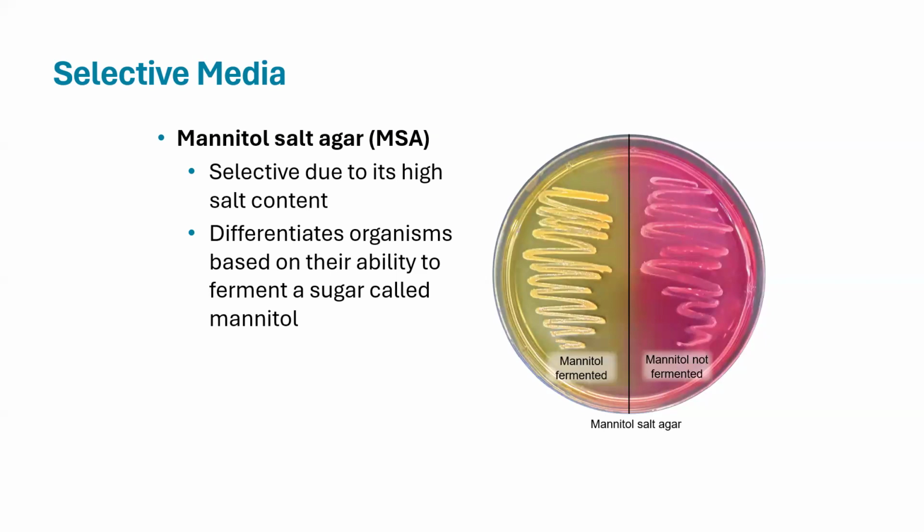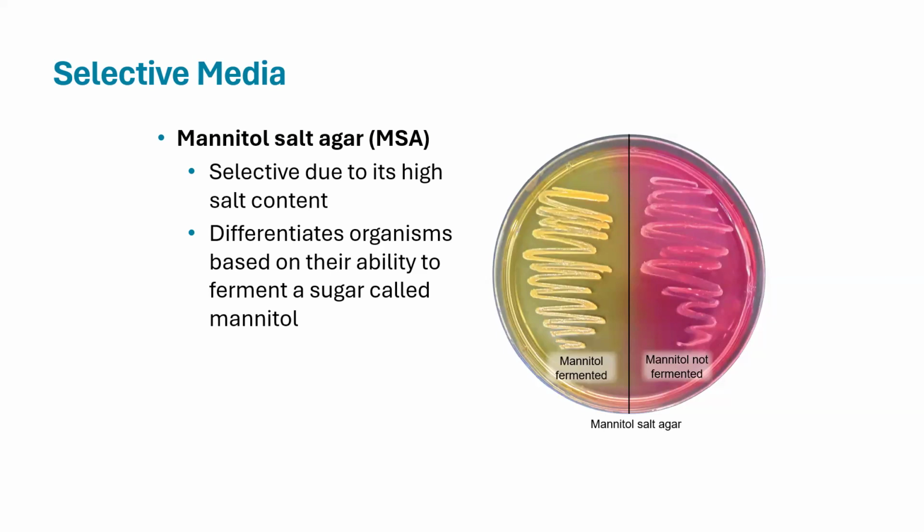So what we see here is, for example, both of these are able to grow, right? So it didn't select against them. So we know they're able to grow on 7.5% salt. But the one that changed the media to yellow was able to ferment mannitol.